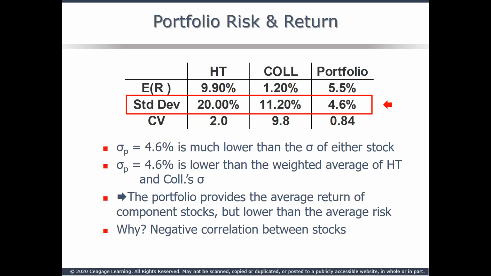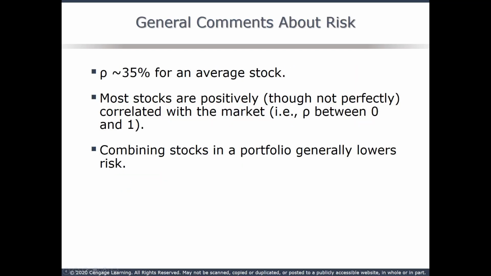This table recaps our results for both stocks individually and together in a portfolio. It highlights the significant reduction in risk by combining the two risky stocks into a portfolio. The drastic reduction in risk in our sample portfolio was driven by the strong negative correlation between high-tech and collections. Correlation is a binary metric, meaning, in this case, it measures how the returns on two assets move together or not. Perfect correlation, rho is equal to 1, means the returns move exactly together.